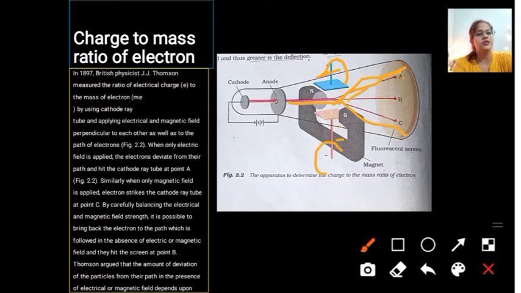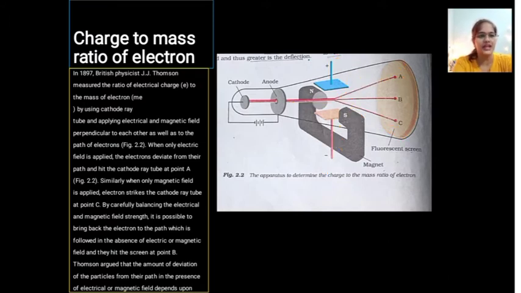So it will obviously go this side, and in the magnetic field it is going like this. But another surprising point came when he tried to balance both, the magnetic field and the electric field. Then what happened? It just went straight. As you can see in the diagram, it went straight and hit the point at B. That's what is mentioned here, and it is also mentioned in your NCERT. I have also written it here on the screen, as you can see.